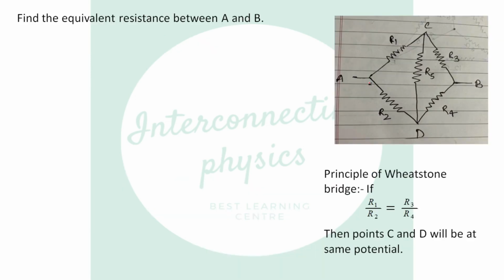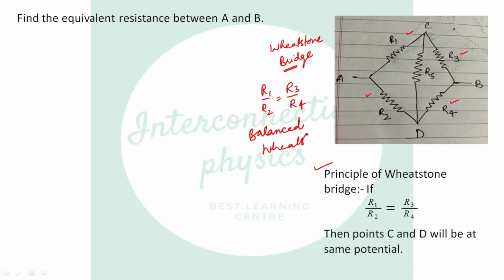So find the equivalent resistance between A and B. You see here, this is a Wheatstone bridge. And to solve such a network, we should follow the principle of Wheatstone bridge. That is, if R1 divided by R2 is equal to R3 divided by R4, this is R1, this is R2, R3 and R4, then we will say this is a balanced Wheatstone bridge.